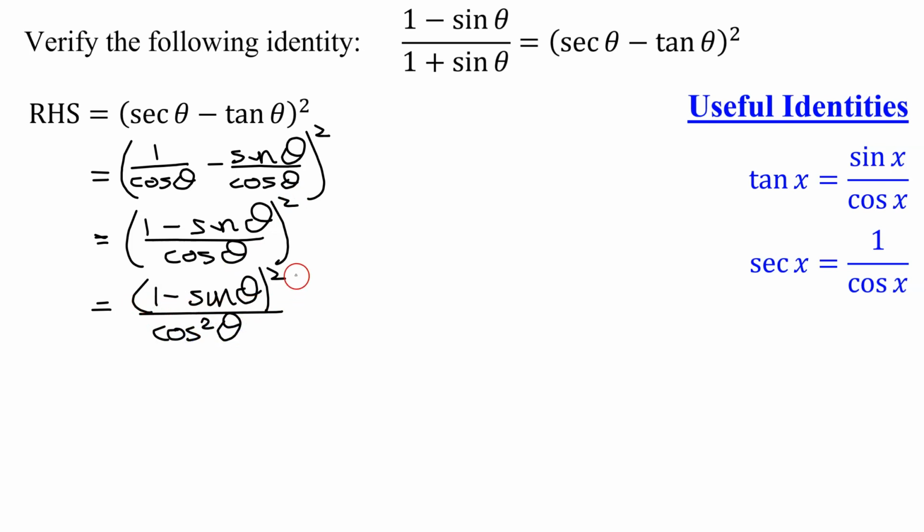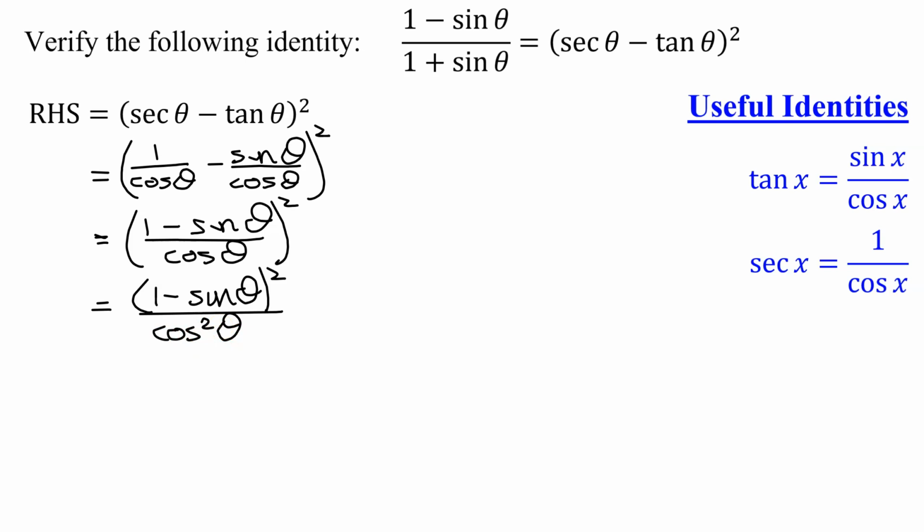Now, before you're tempted to expand this numerator by multiplying 1 minus sine theta times itself, look at what you're trying to prove. I need to have a 1 minus sine theta left in my numerator. I have 2 right now, so I definitely don't want to expand this. Looking at what we want in the denominator, the only trig function there is sine. But I have cosine in this denominator. So how are we going to get rid of this cosine squared theta?